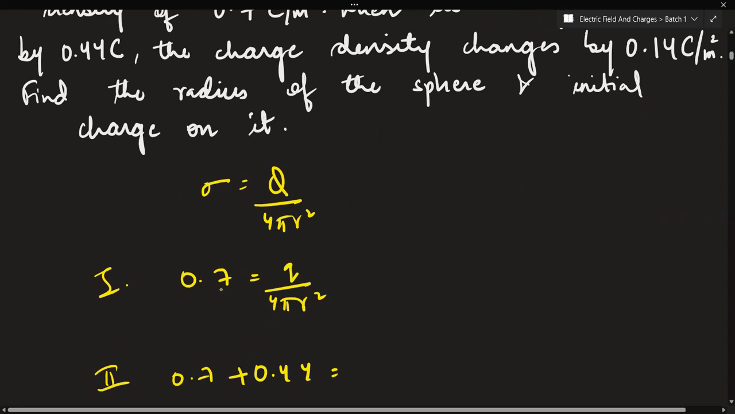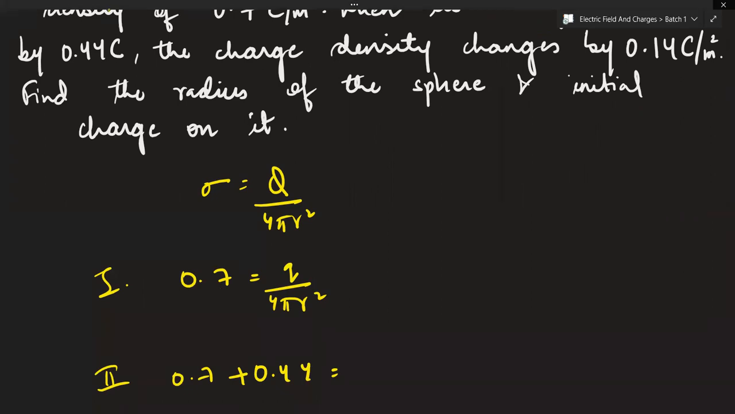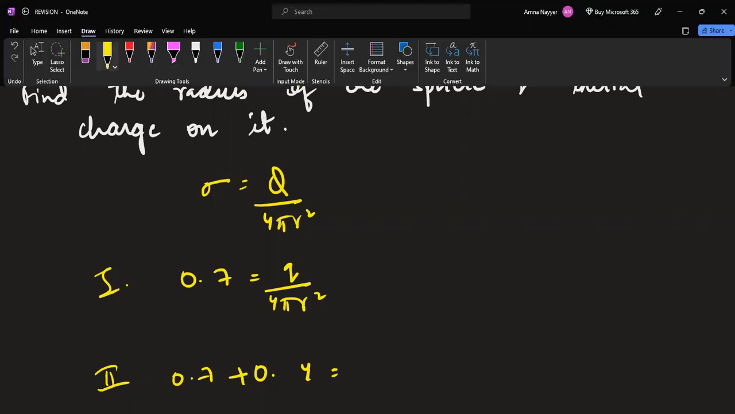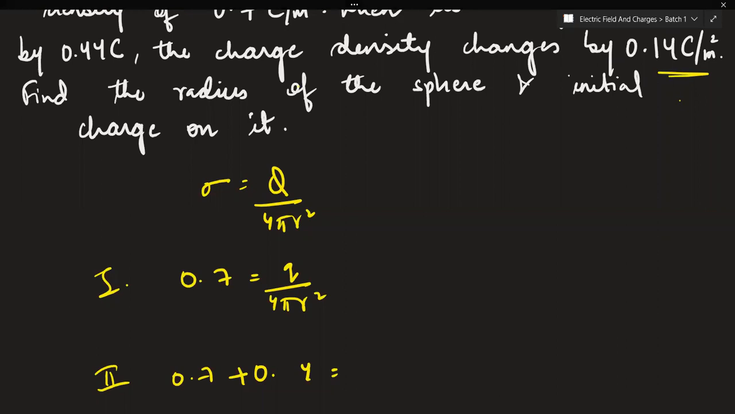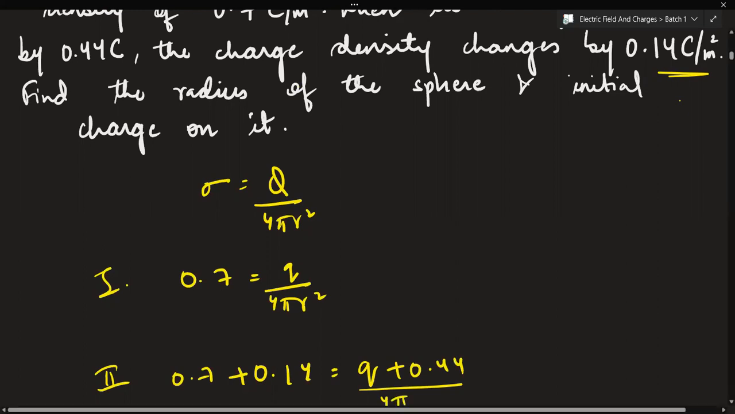Second part says when the charge is increased by 0.44, the surface charge density becomes 0.7 plus 0.14. No, I have written opposite. Surface charge density increases by 0.14, here it is given 0.14. So the charge increases by 0.44 by 4 pi r square. Now you just have to find out the value of r and Q. This is what the question is.